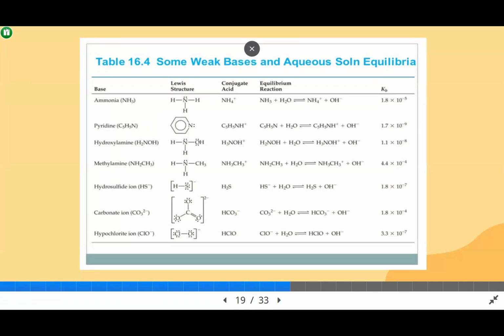And here's a useful table listing some common weak bases. Notice a couple of them contain nitrogen atoms. Here are the Kb values of selected weak bases at 25 degrees, like ammonia, pyridine, the carbonate ion, the hypochlorite ion, and so on. It gives the equilibrium reaction and the Kb for each of those.